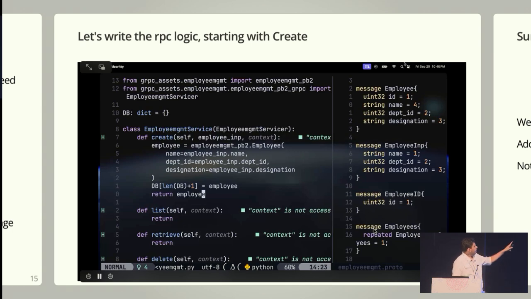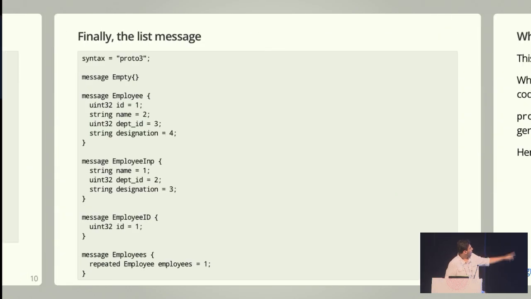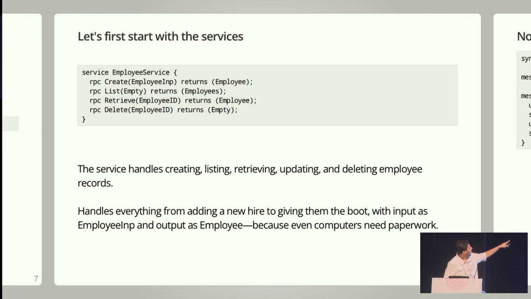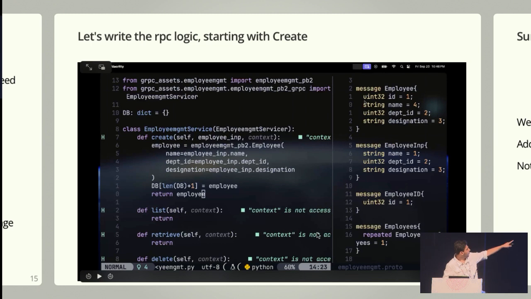Okay, so if you see here, the employee service, right? Let me just go to the proto file. Yeah, so the employee create RPC takes an employee imp and returns employee. So this employee imp is what we can use in our server code. Employee imp is the input that create is getting, and that has all the attributes, name, department, ID, designation, etc. So from that, I'm creating a new employee object, which is different from employee imp because it does not have ID. So once you create that, I'm just adding it to the database dictionary with the length +1 as an ID, right?